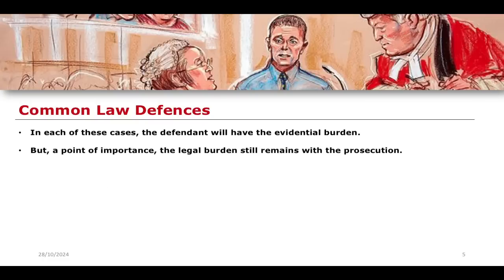The thing that's really important in all of these cases is that where a common law defence is raised, like automatism or duress or intoxication, only an evidential burden is placed onto the defendant. They have to show that they were intoxicated, or show that they were acting in self-defence, or provide medical evidence that they were unconscious when they performed whatever muscle spasms, etc. A point of importance that should be noted, however, is that the legal burden still remains with the prosecution.